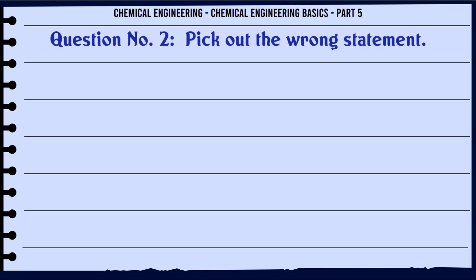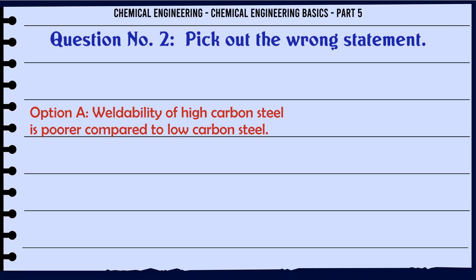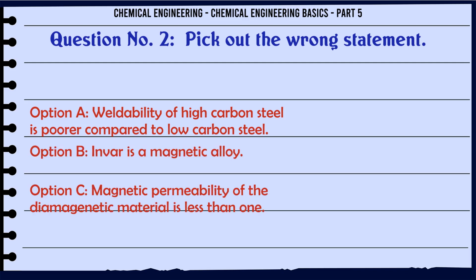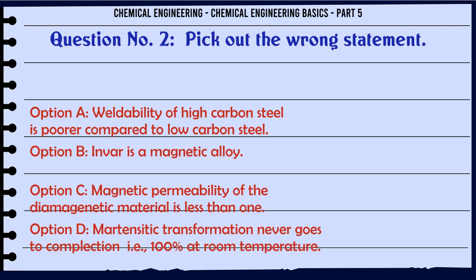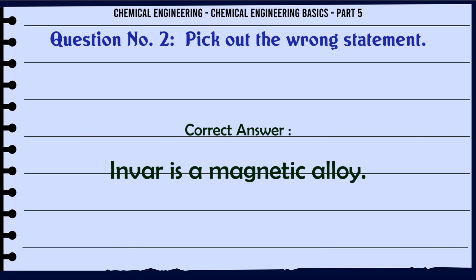Pick out the wrong statement. A. Weldability of high carbon steel is poorer compared to low carbon steel. B. Invar is a magnetic alloy. C. Magnetic permeability of the diamagnetic material is less than 1. D. Martensitic transformation never goes to completion, i.e. 100% at room temperature. The correct answer is Invar is a magnetic alloy.